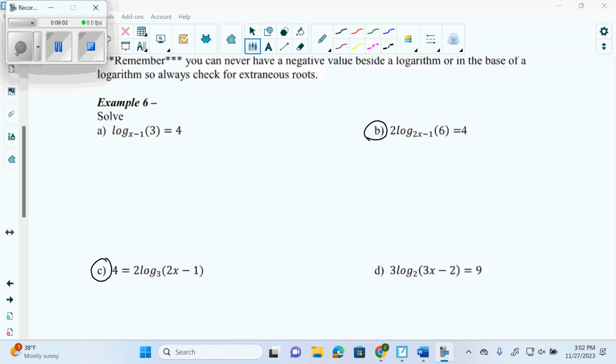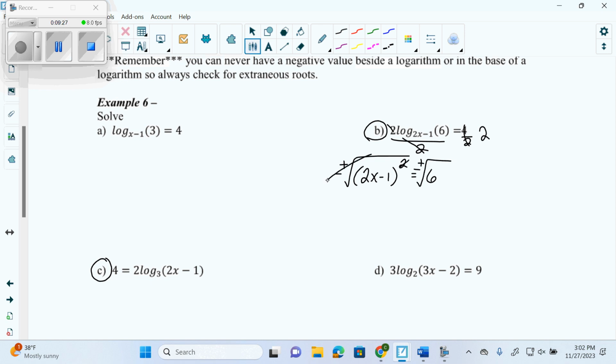Okay? So let's look at this one. First thing you'd have to do is divide by 2. So now I can convert it. So I get the base, which is 2x minus 1, to the exponent 2 equals 6. And what do I do when I take a square root? What do I have to remember to do? Positive and negative signs. So when I do this, I get plus or minus.